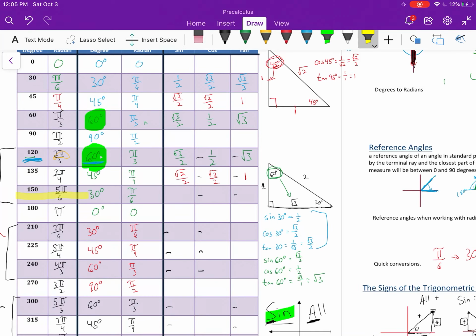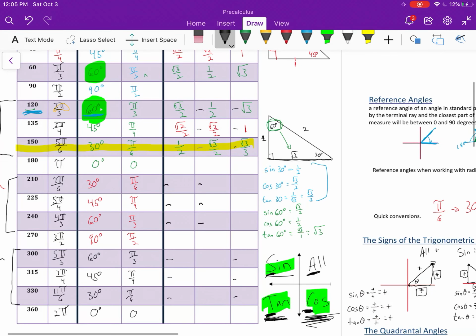And then 150 has a 30-degree reference angle. So we're going to look at our 30-degree row, and we can fill those out with the proper sign, positive or negative. Sine of 150 is 1/2. Cosine of 150 is -√3/2, and tangent of 150 is -√3/3. And we could fill out the rest of this chart using that same method, checking with the reference angle and filling it in. So this will be 1/2.